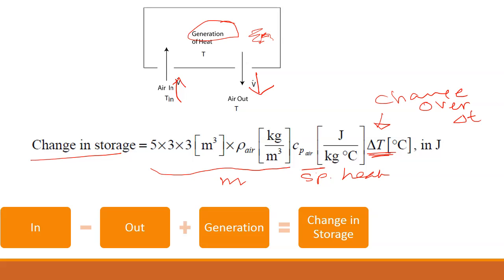And so let's look at what numbers we put in. The mass of air is the volume of the room times density times specific heat. These are the different dimensions. And if you look at the units, the volume cancels out, the mass cancels out, the degree centigrade cancels out, so we get joules as the change in storage.